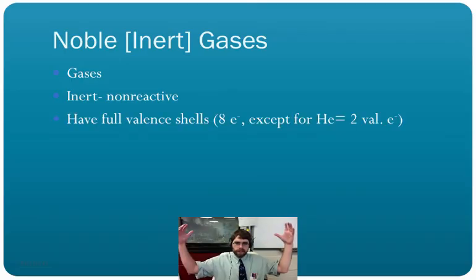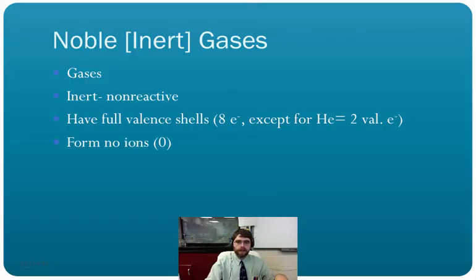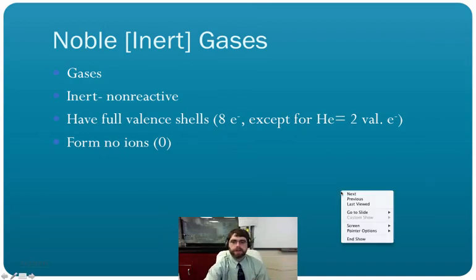They have full valence shells. That means the outermost ring of electrons is completely filled up, which means they have 8 electrons. Of course, the exception is helium. Hydrogen and helium tend to be exceptions to a lot of the rules. Helium only has 2 valence electrons, but that first ring can only hold 2 electrons, so it is full as well. Because of that, they tend to not give away electrons or gain electrons, and so they form no ions, and they have 0 charge.